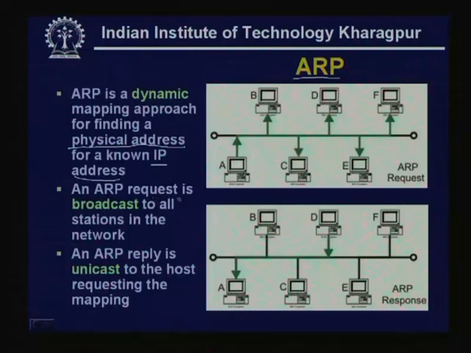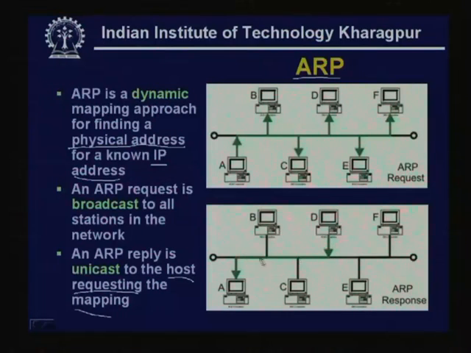It is done in 2 steps. First, the ARP request is a broadcast. ARP sends a broadcast message to all the stations in the network. As you can see, suppose A is the host looking for the destination physical address. It sends a packet on this network, and it is a broadcast message, so it is received by all the hosts in that network. Then comes the ARP reply: the concerned host which matches the destination IP address sends the reply.